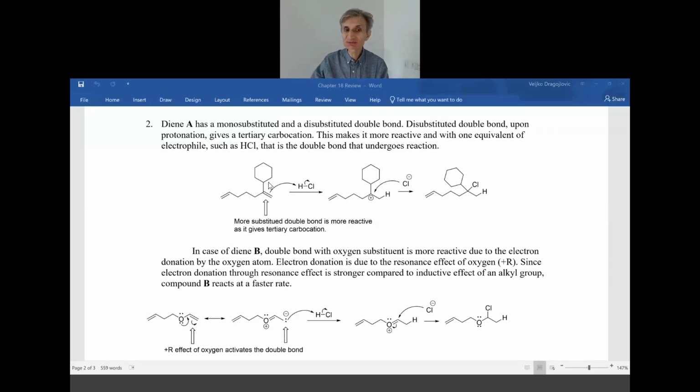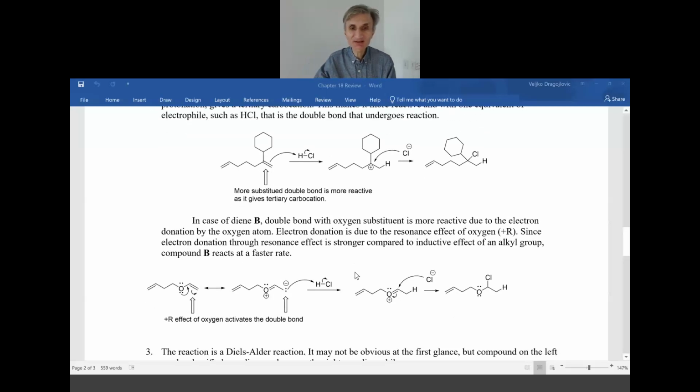So this more substituted double bond is going to be more reactive, and upon reaction with electrophile, it generates tertiary carbocation. That's another way to look at it. It's better electron pair donor, but also it generates more stable carbocation, more stable intermediate. And then upon reaction with chloride anion, this is the product.